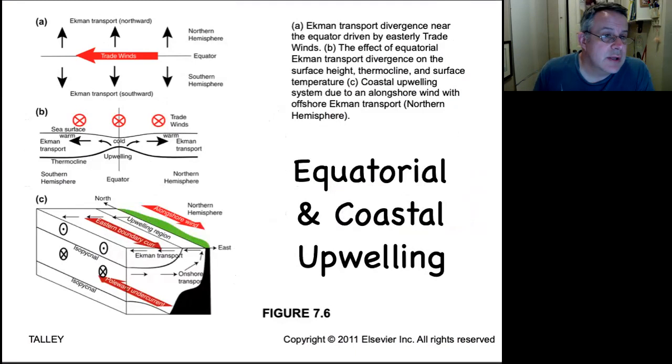So if we have trade winds going from the east to the west like this, we tend to blow Ekman transport off of the equator. So there's upwelling driven by a westward, easterly trade wind. And if there is wind blowing along the coastline, so southward in the northern hemisphere, northward in the southern hemisphere, you also drive upwelling along the coastline as well.